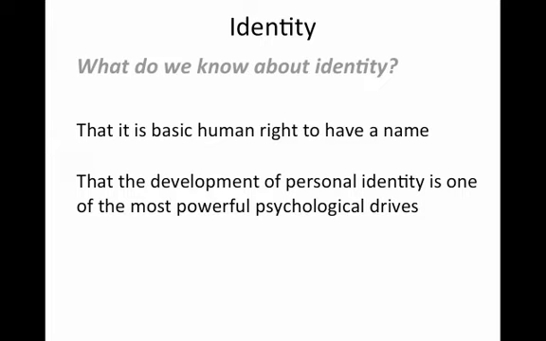What do we know about identity? Well, we know, first of all, that it's a basic human right. In the Declaration of Human Rights, the United Nations identified as the very first right, the right of a human being to have a name. And this goes to the essence of how important our uniqueness is as human beings, that this body of nations would come together and say that that's the first and foremost human right, is to have a name.